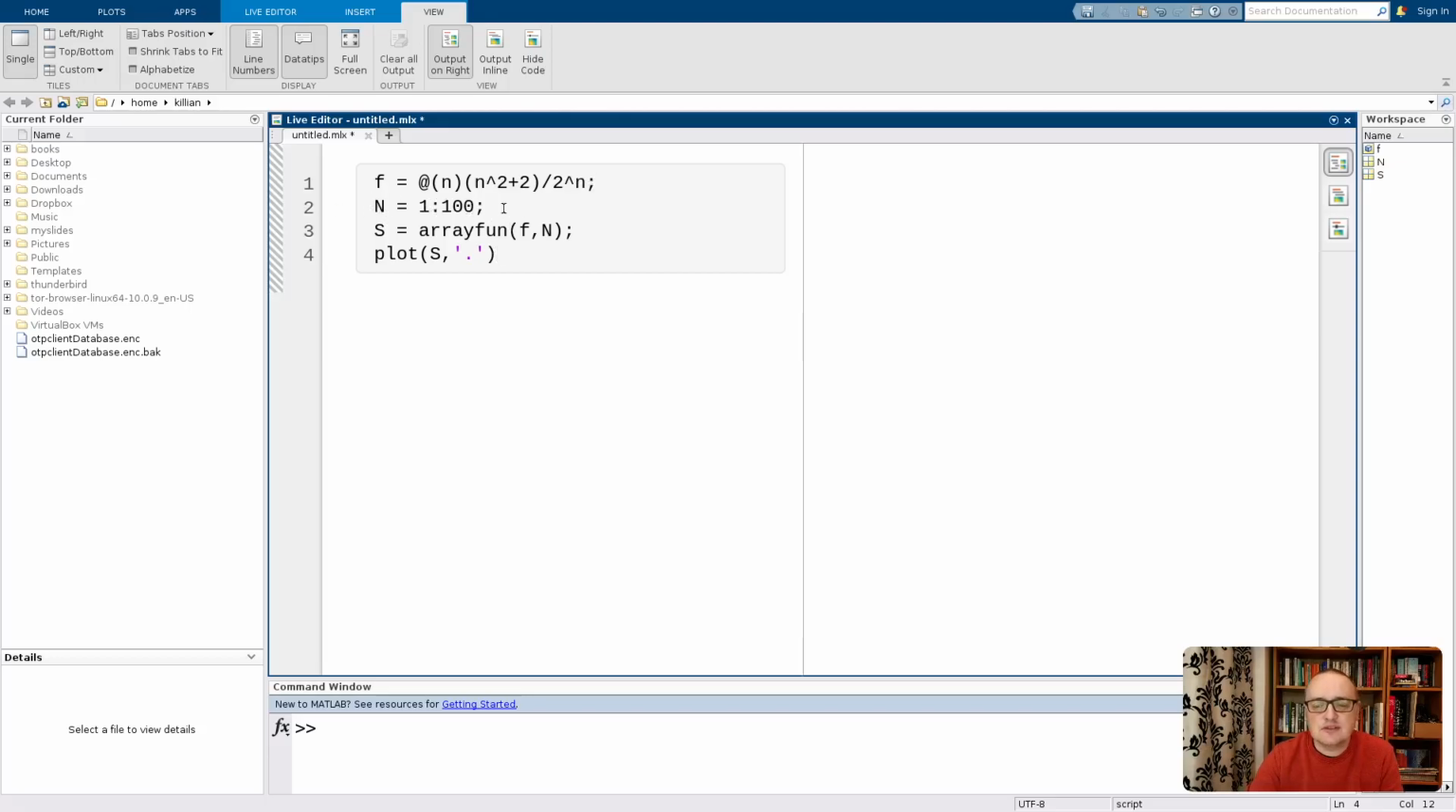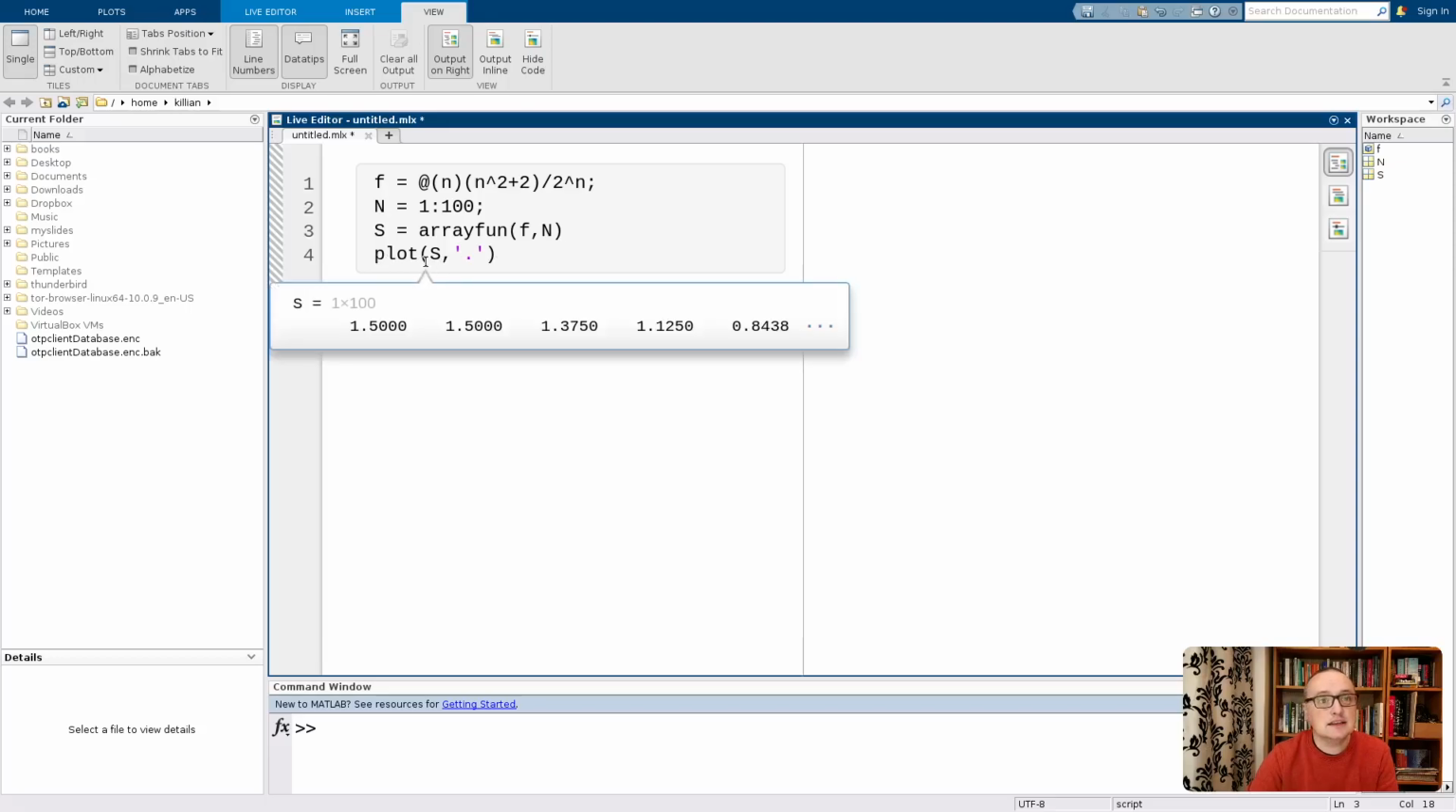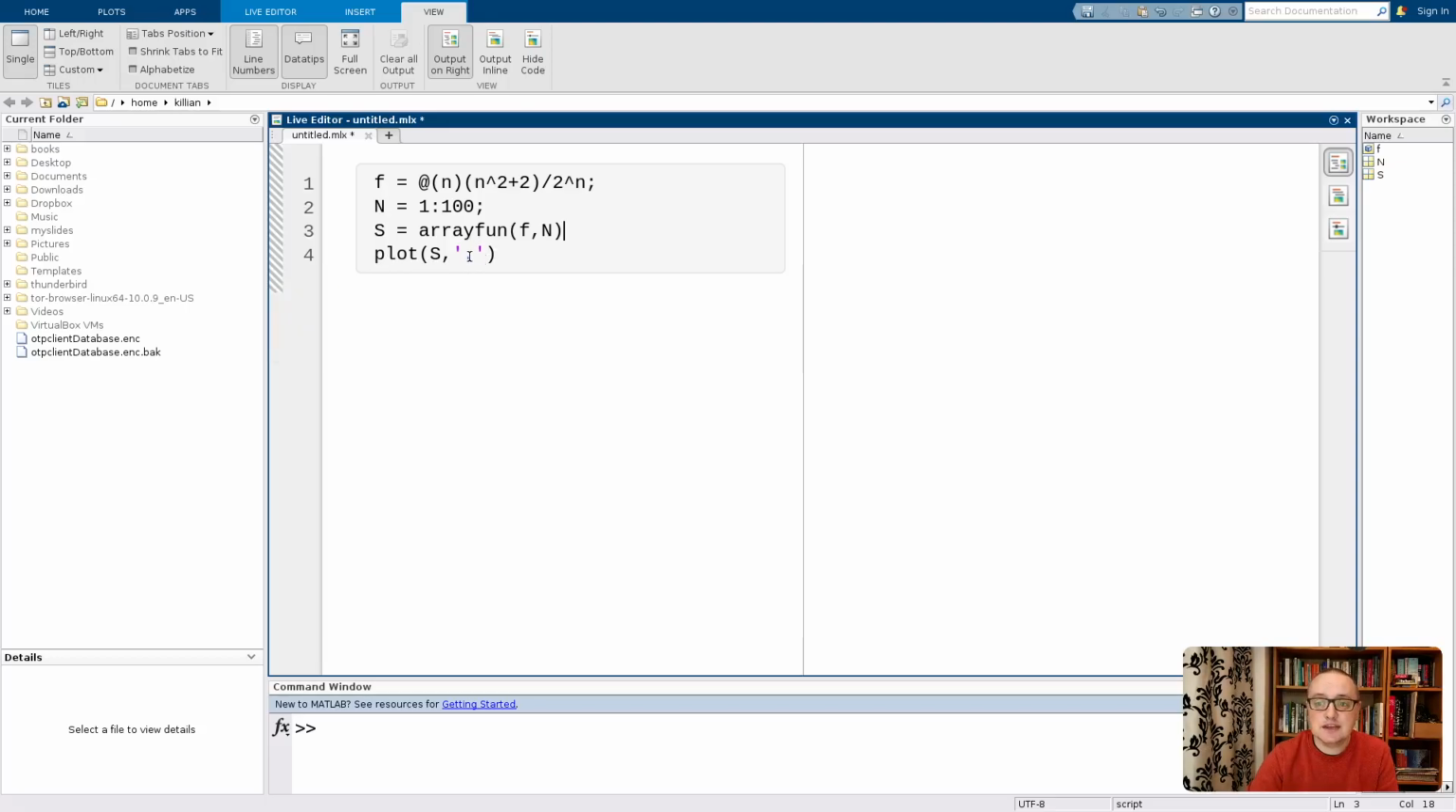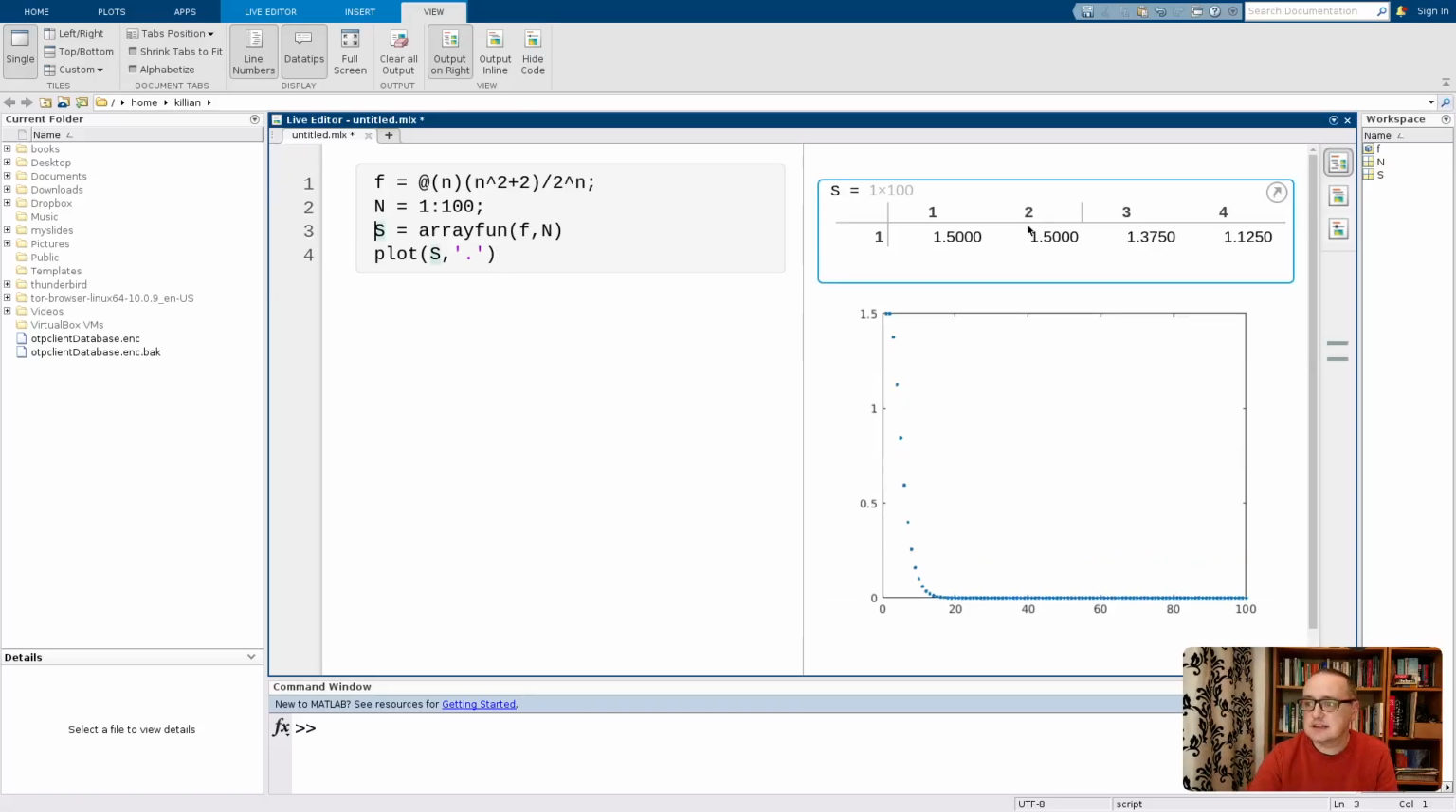Capital N we set to be the array of integers from 1 to 100, and then this arrayfun function applies the function f to the array N, and gives us an array s of values of this function. I'm going to take that semicolon off so we can see the output here, and then the command plot s will simply plot the elements of the array s, using a dot for each point. So you can see the output of the array s here. If you click into that, these are all the values of (n squared plus 2) divided by 2 to the n.